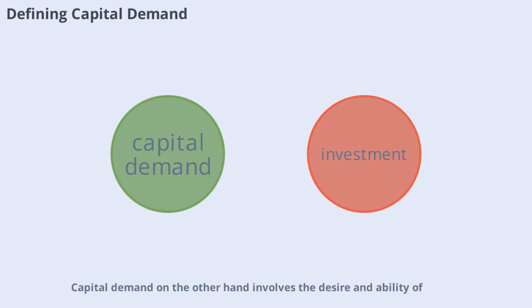Capital demand, on the other hand, involves the desire and ability of firms to acquire physical assets like machinery, buildings, and technology. Just like labor, the demand for capital depends on its cost, often measured by interest rates or rental prices. When the cost of capital is low, firms are more likely to invest in new equipment or expand their facilities. Conversely, higher costs can dampen investment. The demand for capital is also derived from the demand for the final products that capital helps to produce.